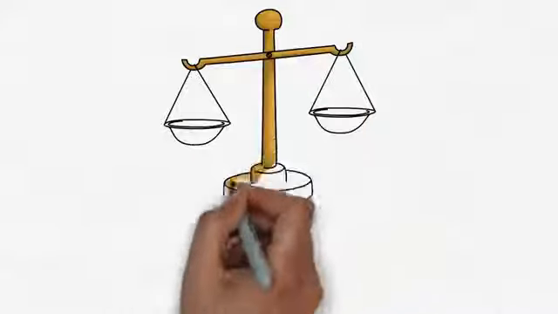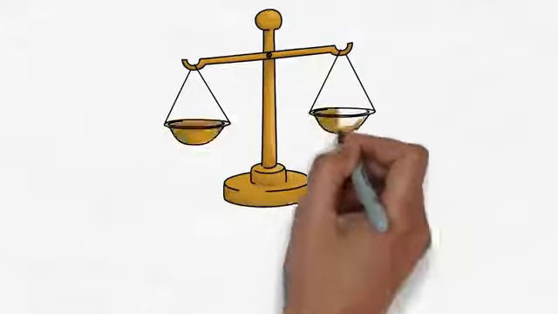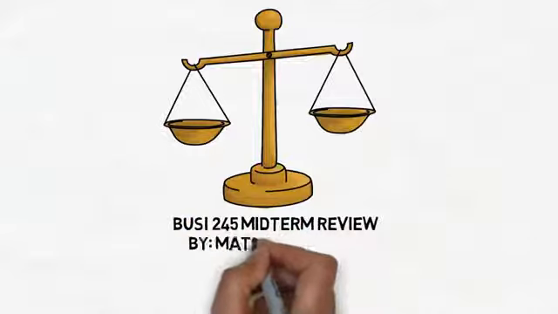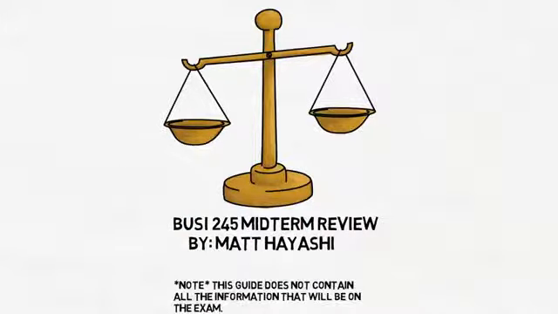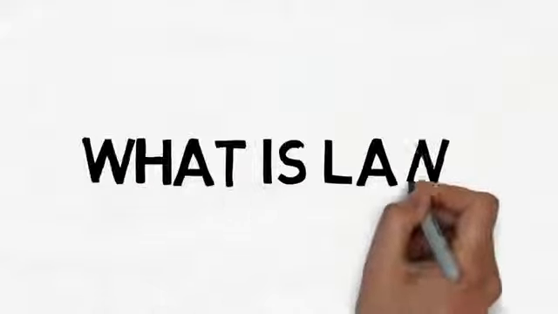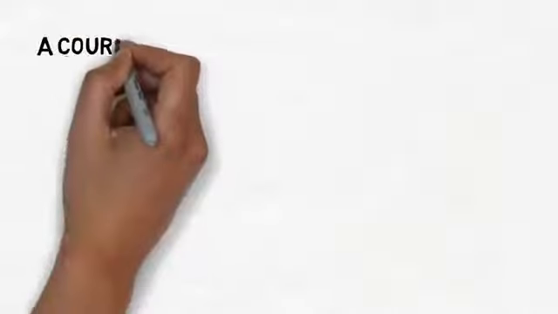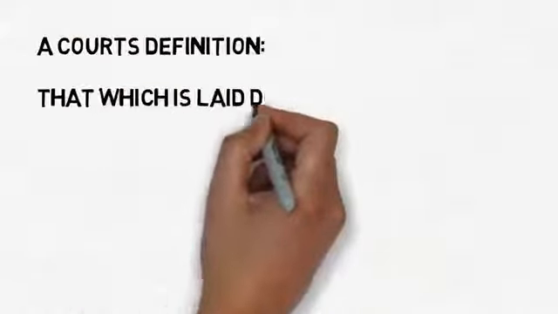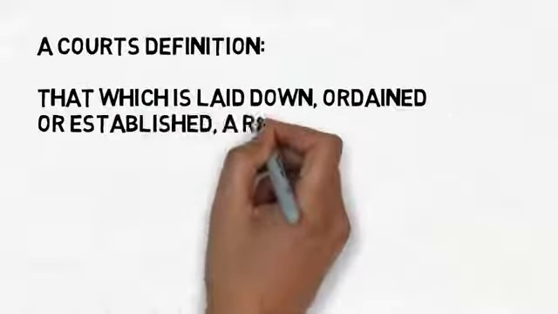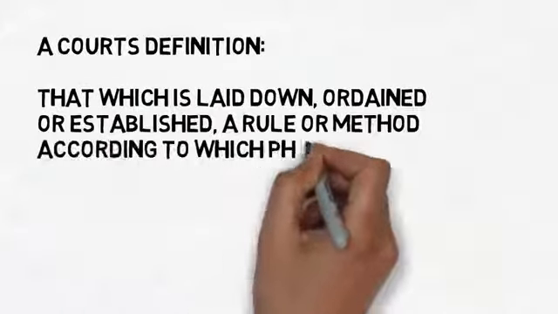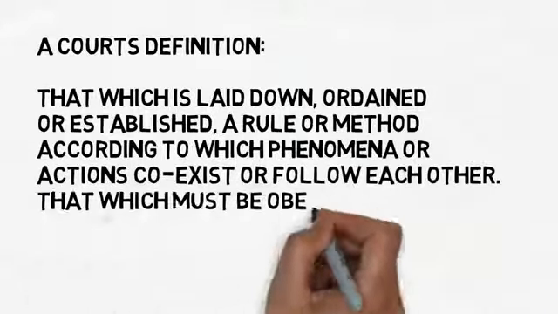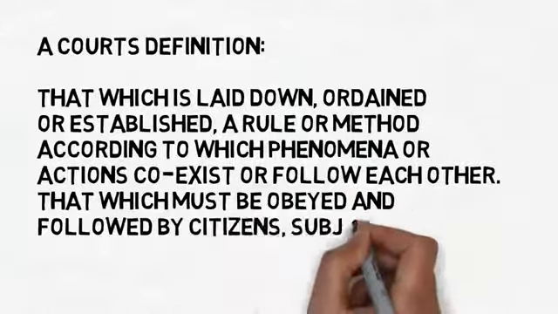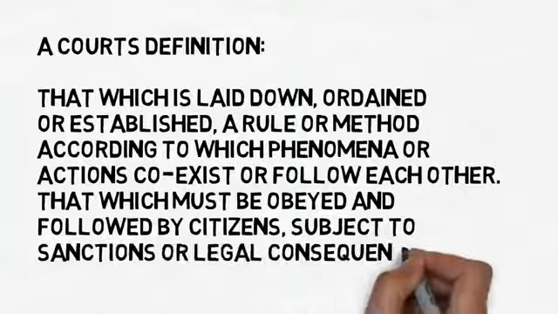In this video, we'll be covering chapters 1, 2, 4, 5, and part of 6 for our Business 245 midterm review. First off, what is law? Law can be defined as that which is laid down, ordained, or established, a rule or method according to which phenomena or actions coexist or follow each other, that which must be obeyed and followed by citizens, subject to sanctions or legal consequences.